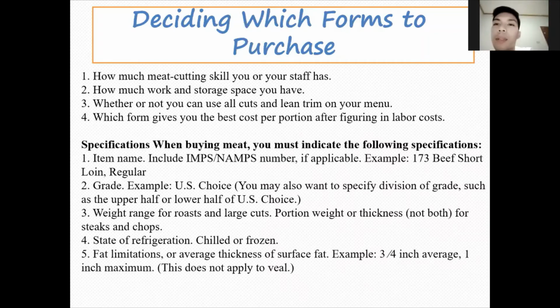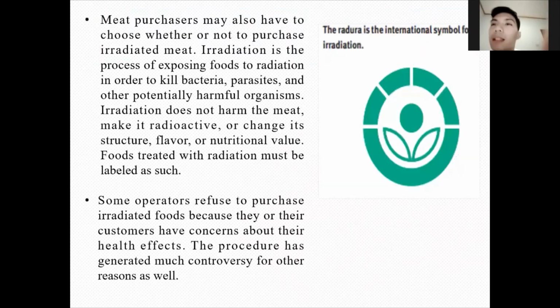These are the specifications when buying meat. You must indicate the following specifications. Number 1, the item name. 2, grade, for example, US Choice. 3, weight range for roasts and large cuts, and portion weight or thickness for steaks and chops. Number 4, state of refrigeration, chilled or frozen. Number 5, fat limitations or average thickness of surface fat.